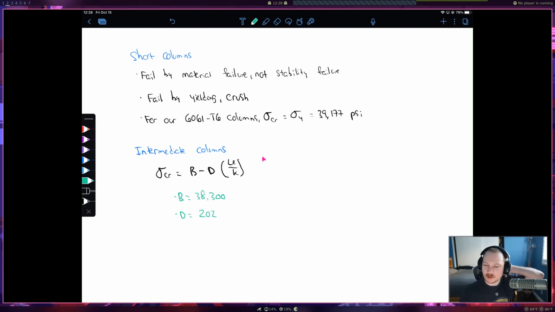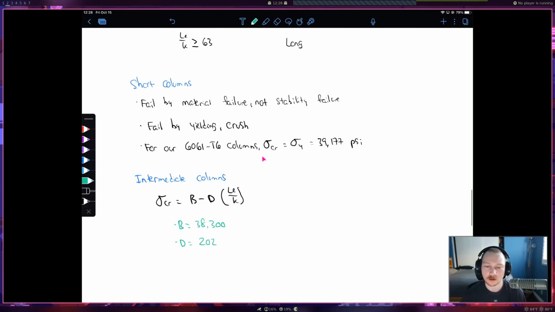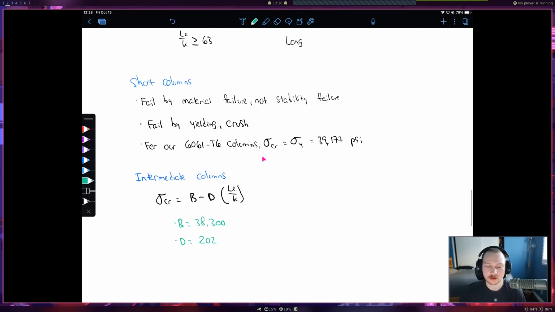Alright, so there we go. Now we have the ability to map out the critical stress for any length of column. Whether it's short, intermediate, or long, we have methods to approximate them. Short column, we're going to say it fails by yielding. Intermediate columns fail using this formula here, and it's going to be a combination of crushing and buckling. If we're closer to a short column, it's going to be mostly crushing, but if we're closer to a long column, it's going to be mostly buckling. So it's kind of a mix.